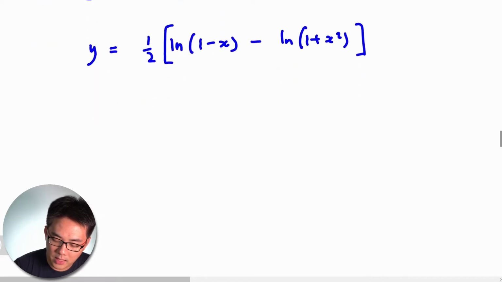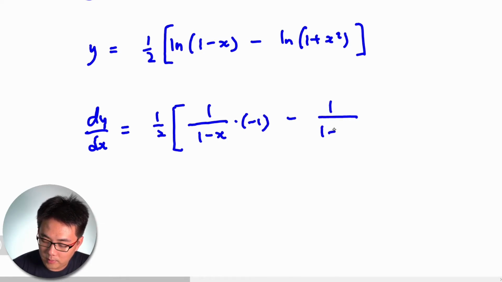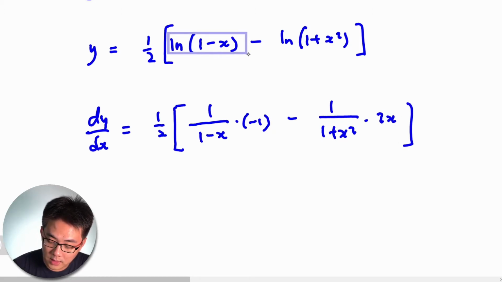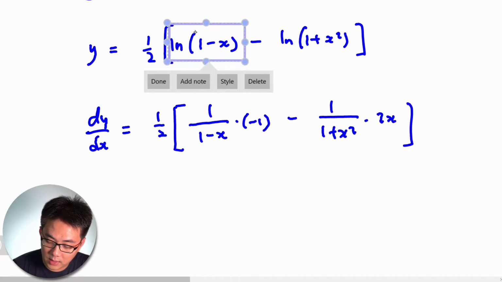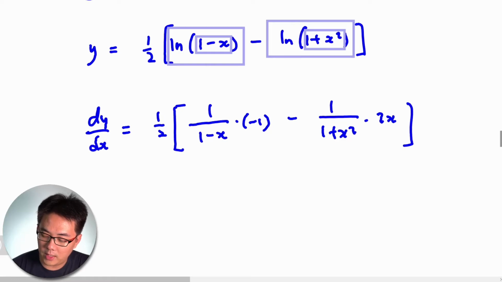So dy/dx will just be 1 over 2, times 1 over (1 minus x) times the chain rule factor of minus 1, minus 1 over (1 plus x squared) times 2x. If you have problem understanding the chain rule, differentiate the outer layer and the inside, then multiply them. So this and this, and this and this. Alright, that is the fun part.